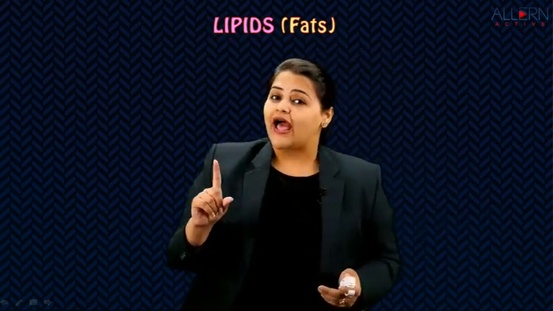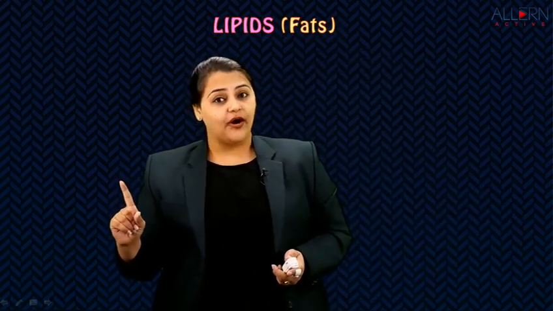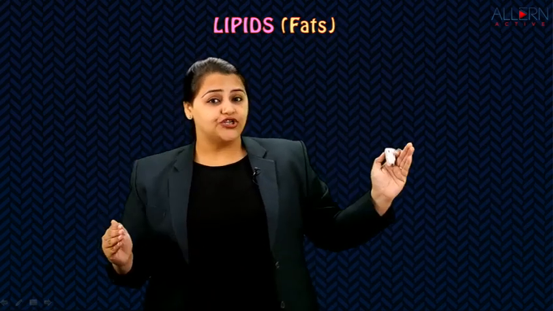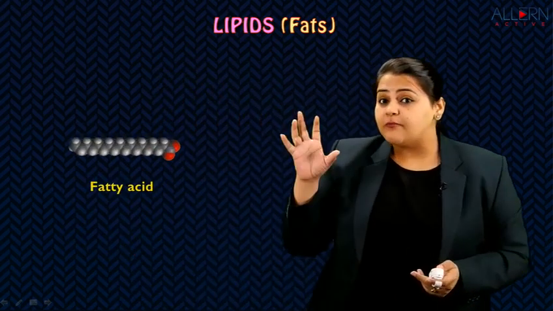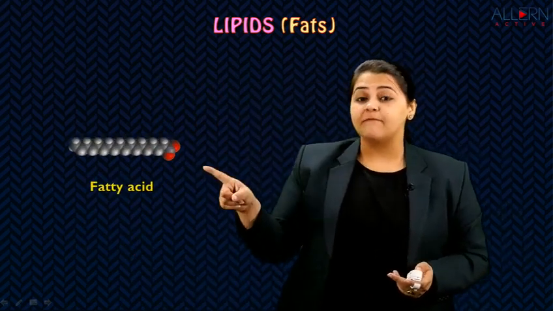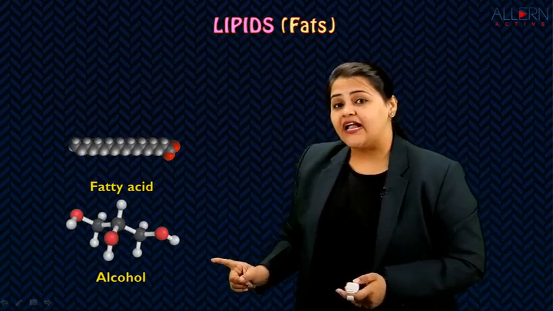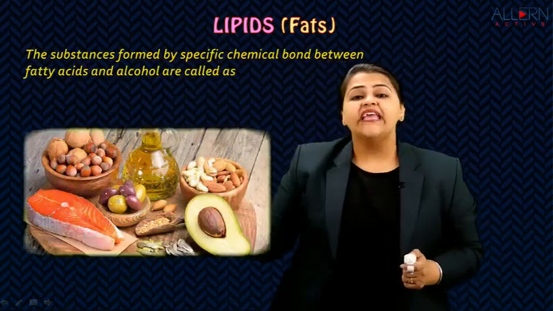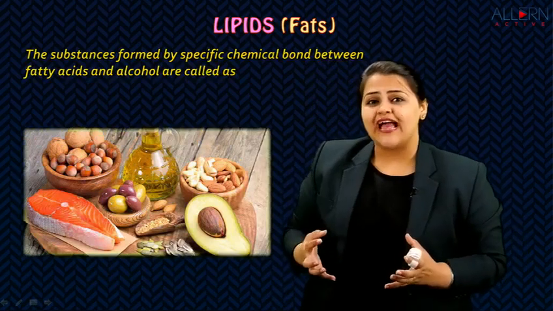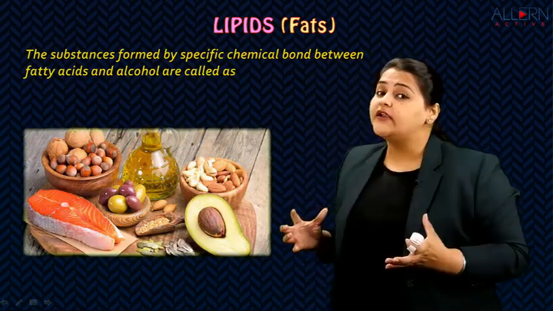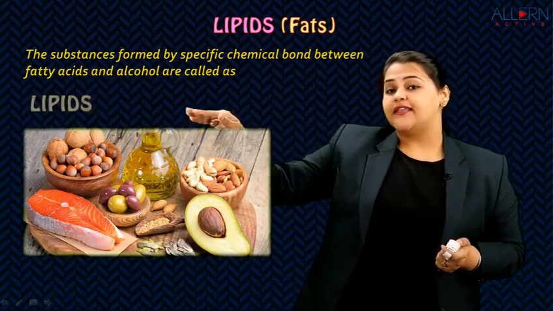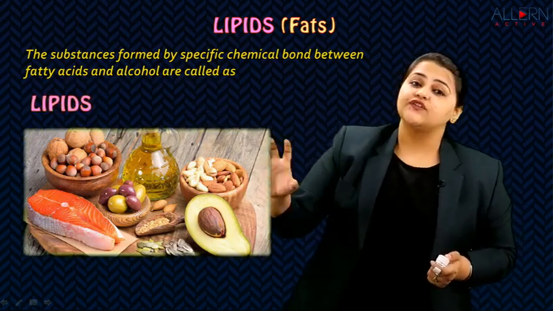See, 1 gram of protein and 1 gram of carbohydrate fetches us 4 kilocalories of energy. At the same time, lipids are made up of fatty acids and alcohol. When fatty acids and alcohol both combine, they give a specific chemical reaction, and a specific chemical bond is formed between them, and that is called the lipid. And all of these are the sources of lipids.